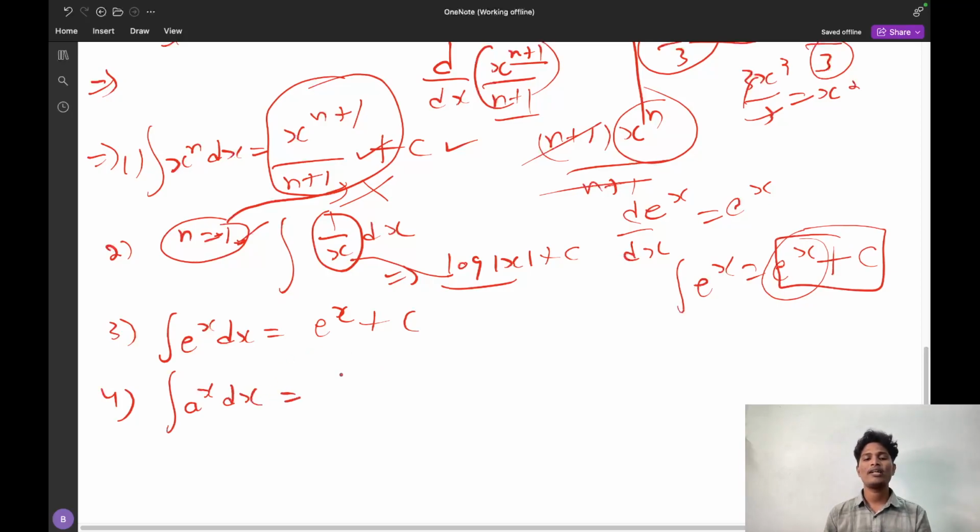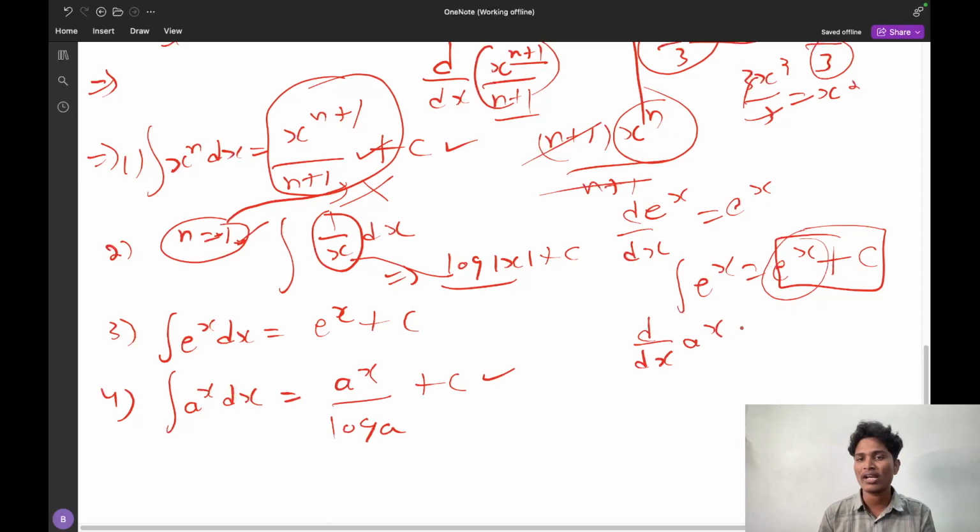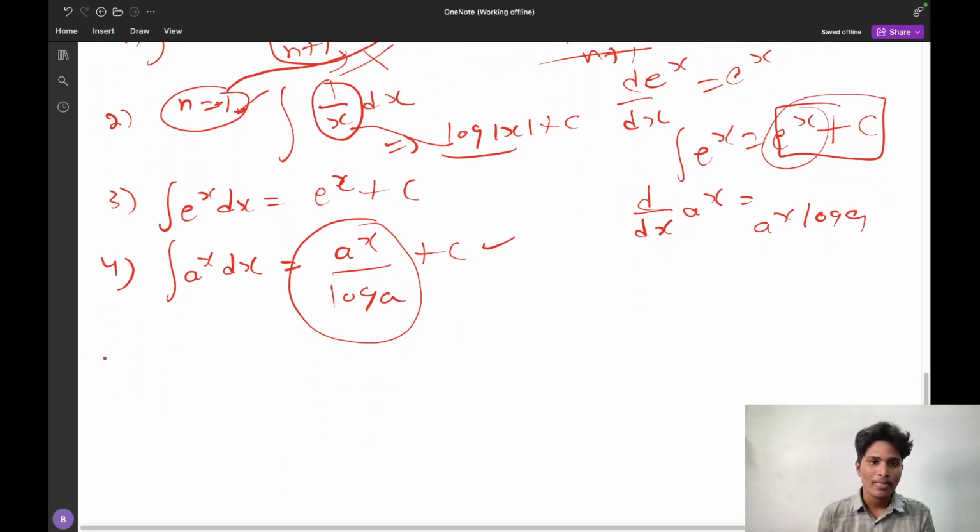Integral a power x dx is a power x divided by log a. Here it is divided. One thing you have to remember: in the differentiation, d by dx of a power x, what will I get? I will get a power x log a. But here it will be divided, that is a power x divided by log a. This is the difference. And next, the fifth one: what is the integration of sin x dx?